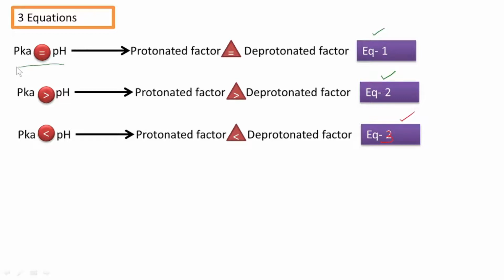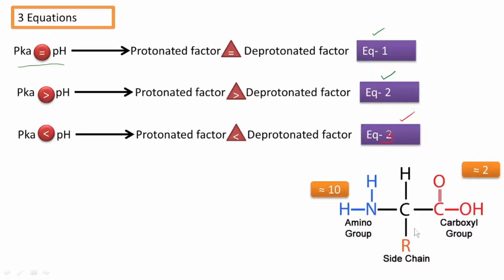For easily memorizing, all these equations are very easy. Always write pKa first in all three equations, then write pH, and in the remaining part, first write the protonated form, and only then the deprotonated form. Regarding the symbol, here it is equal, and here also equal; here it is greater, and here also greater; here it is less, and here also less. That way we can easily memorize. Next, I am going to show you the structure of glycine, the simplest amino acid.